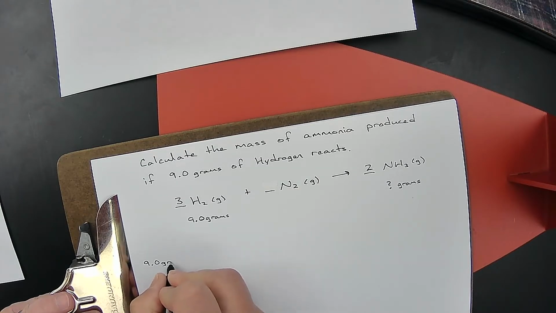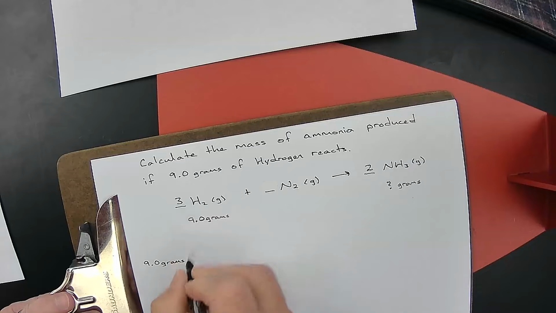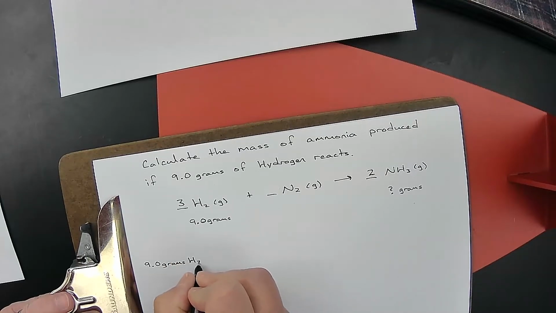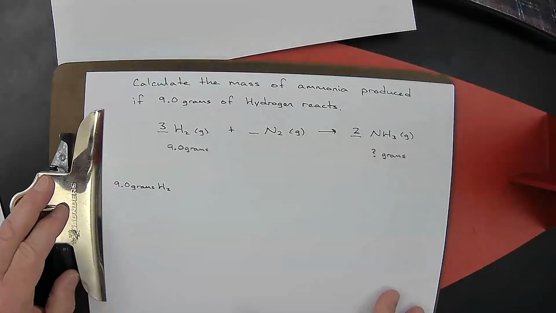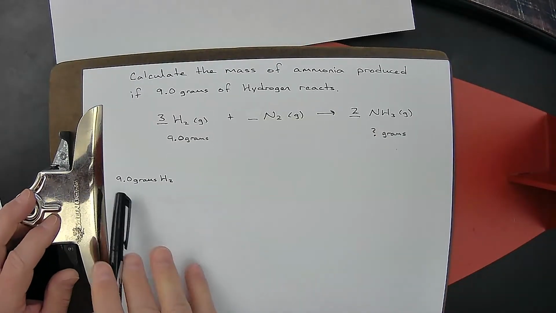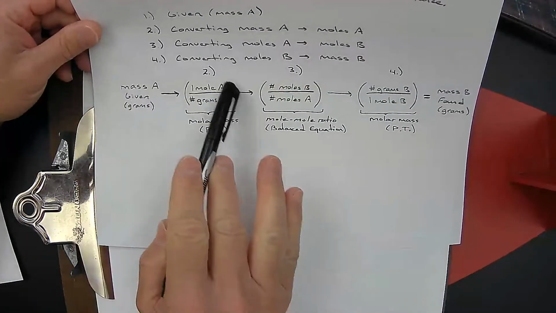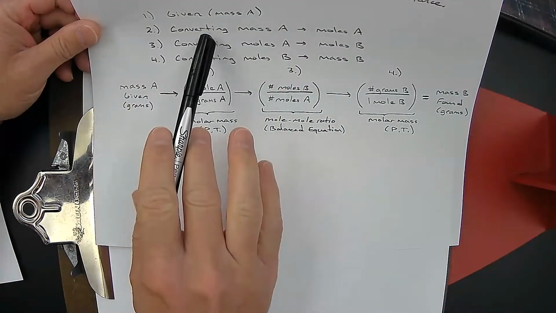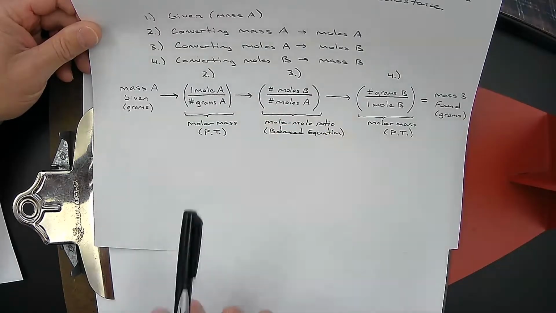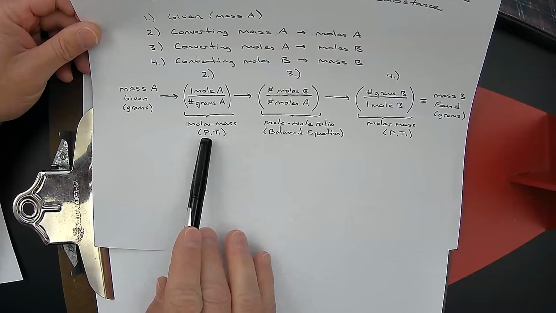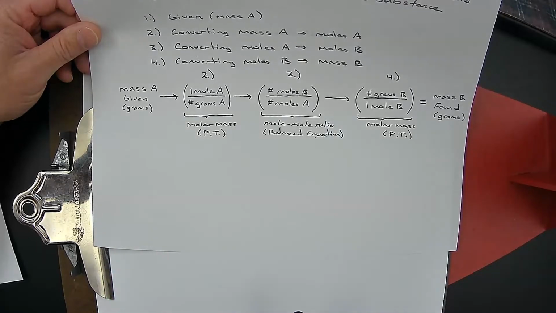9.0 grams of hydrogen. I'm not going to write the full name out. I'm going to abbreviate it as H2. This is so critical to the process, being able to write down what's given. We write down what's given. The first step is converting from the mass of A to the moles of A, and we know how to do that. We use the molar mass from the periodic table.